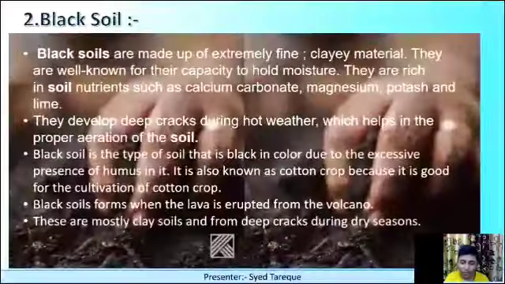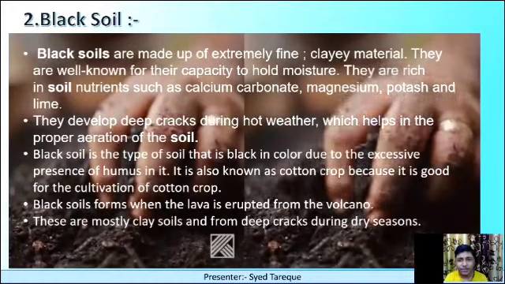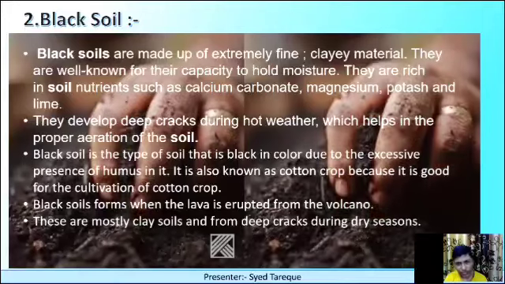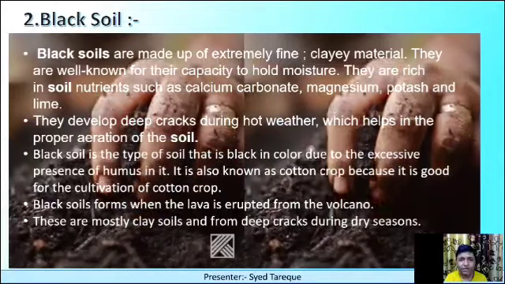Now we will talk about the black soil. Black soil is made up of extremely fine clayey material. It is well known for its capacity to hold moisture. It is rich in soil nutrients such as calcium carbonate, magnesium, potassium, and lime. It develops deep cracks during hot weather, which helps in the proper aeration of the soil.